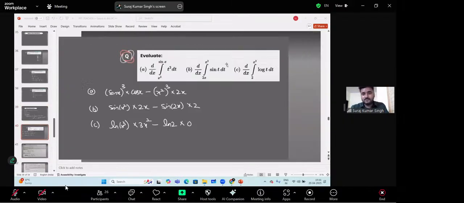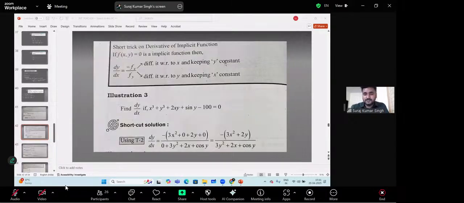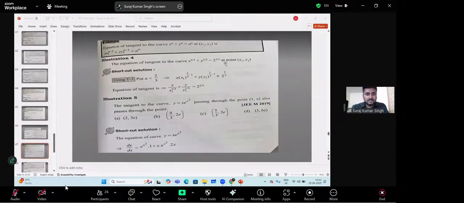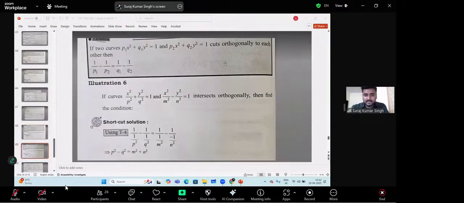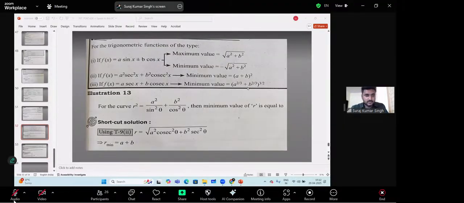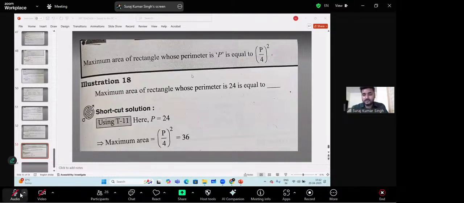So many Leibniz formulas, so many things we have covered today, and I hope you understood something. If you have some queries, then you can ask. Anybody, if there is any query, then you can ask.